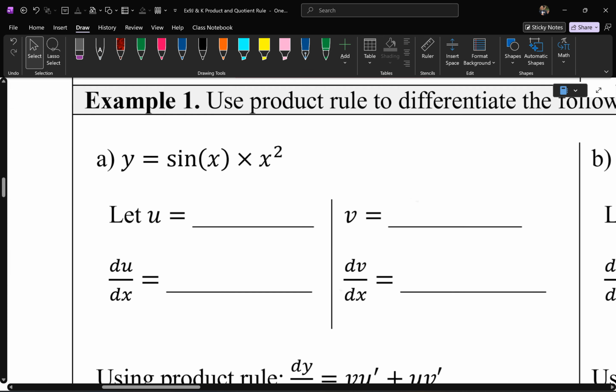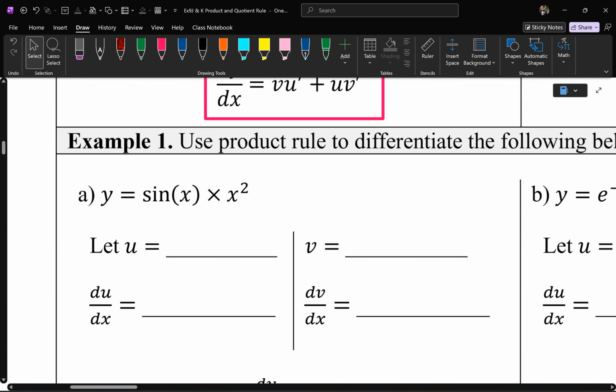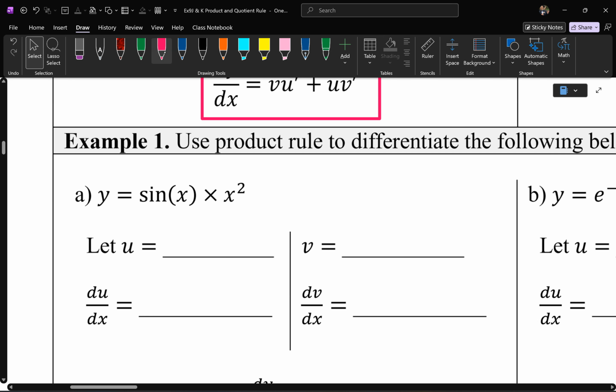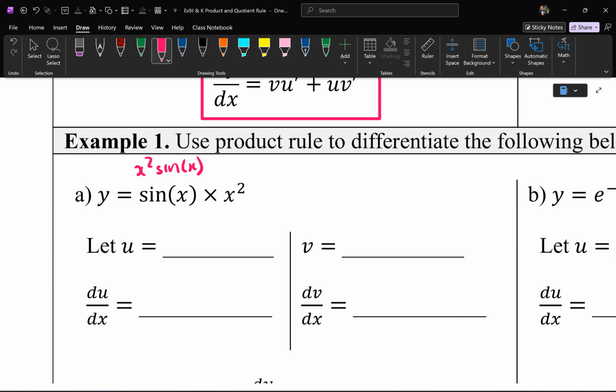Let's do the first example here. Say I give you sine of x times x squared. Often they don't write it that way. They often write x squared sine of x. I wrote it this way so that you can clearly see it's a product rule because there's a times symbol there. But usually they would write it as x squared sine x. And you should then be able to tell this is a quadratic function multiplied to a sine function. That's how you know it's a product rule.